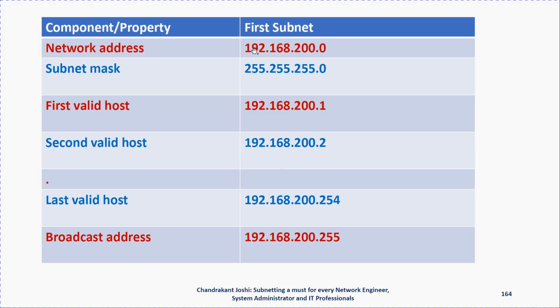So in default there will be only one network, so .255 would be the broadcast address. The subnet mask would be 255.255.255.0. This is the first valid host, second valid host, all the way to the last valid host.